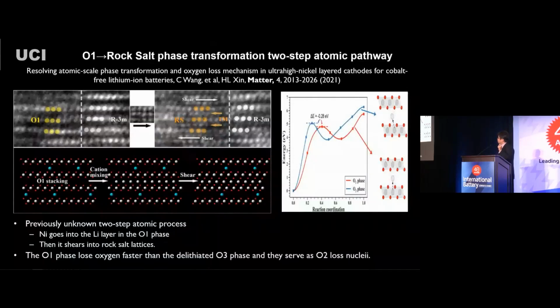That is, for the O1 phase to lose oxygen and become rock salt, first the nickel will hop down into the lithium layer, and then it shears into the rock salt phase. This is confirmed by a kinetic barrier calculation that shows the O1 phase has a lower barrier for nickel to hop into the lithium layer. So what does it mean? It means the O1 phase is kinetically faster to lose oxygen, right? So they will serve as nuclei for oxygen loss, right?